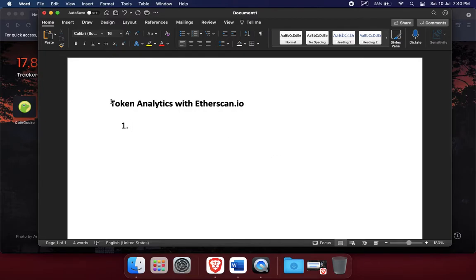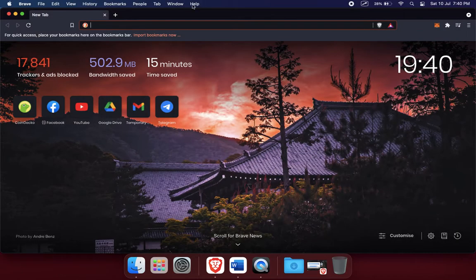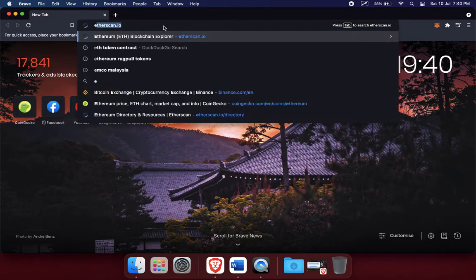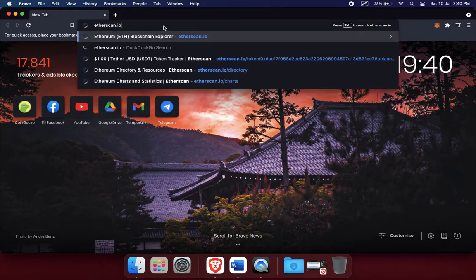Today I'm going to be showing you guys some token analytics with Etherscan. Right, so we're going to learn some new things together, some new things that I've discovered as well. First, let's go to etherscan.io.